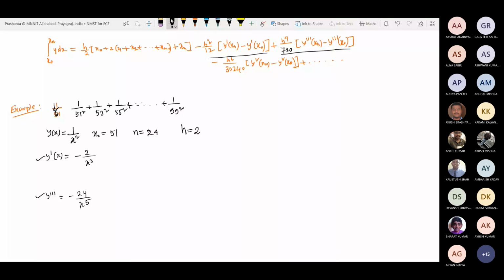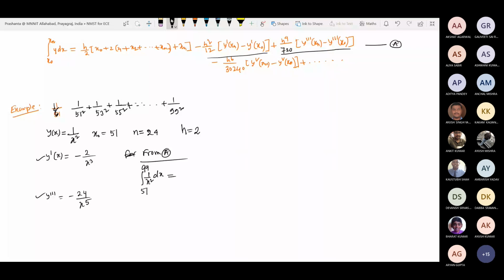So use then the Euler-Maclaurin formula. If you call the formula A, then what will you get from A? On the left hand side, the integration, x naught is 51 and xn is 99, of dx by x square, so the integral of 1 by x square dx.